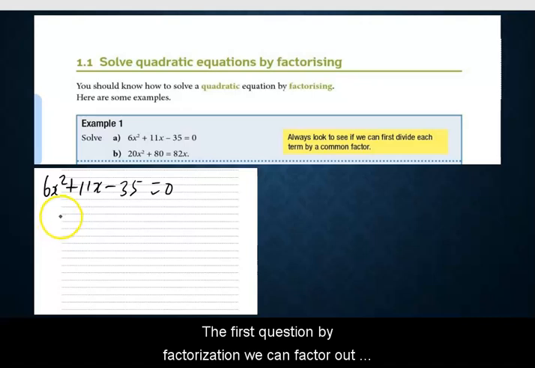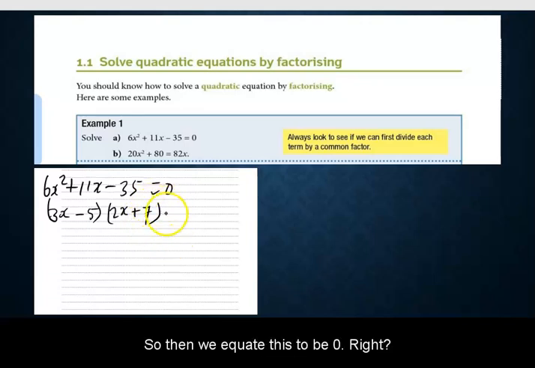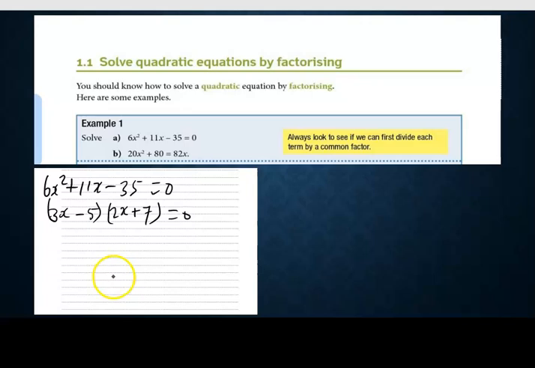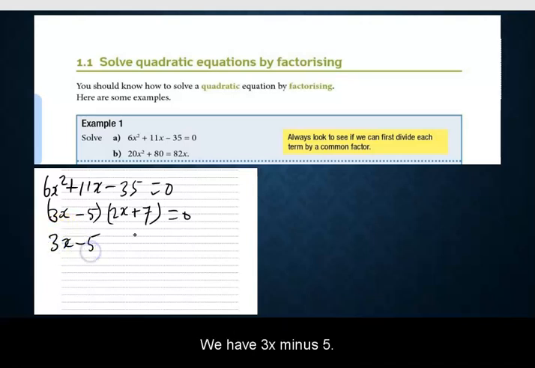Right, the first equation. By factorization, we can factor out 3x, and then we can have 2x. To get 35, we can multiply 7 by negative 5. So we have negative 5, positive 7. Then we equate this to 0, such that what is going to happen, we have 3x minus 5.